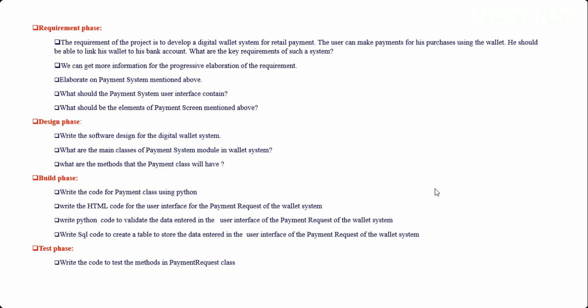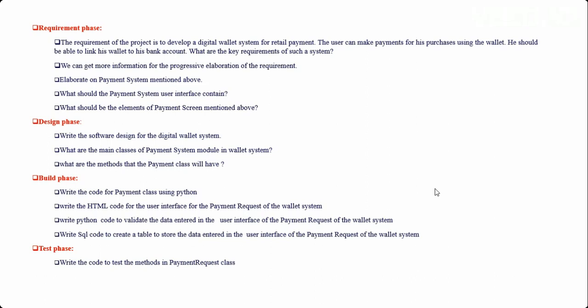So in the requirement phase, as we know, we will be gathering the requirements. Like if you want to develop a digital wallet system for retail payment, the user makes payments using the wallet, and can link their bank account to that wallet. These are the requirements that need to be noted first of all.